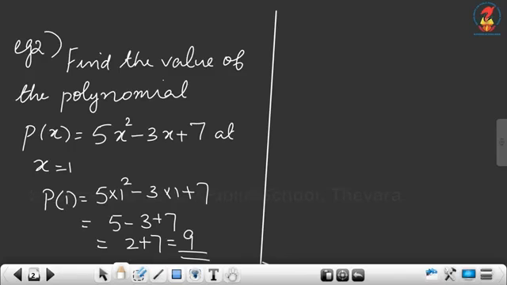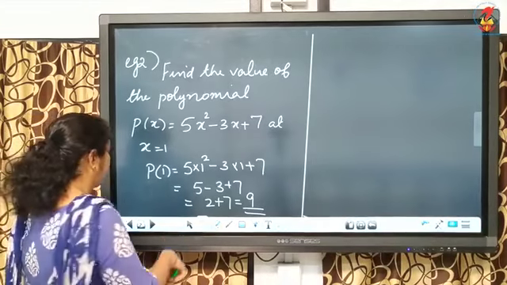5 into 1 square minus 3 into 1 plus 7. So, 5 minus 3 plus 7. 5 minus 3 is 2, 2 plus 7 is 9.